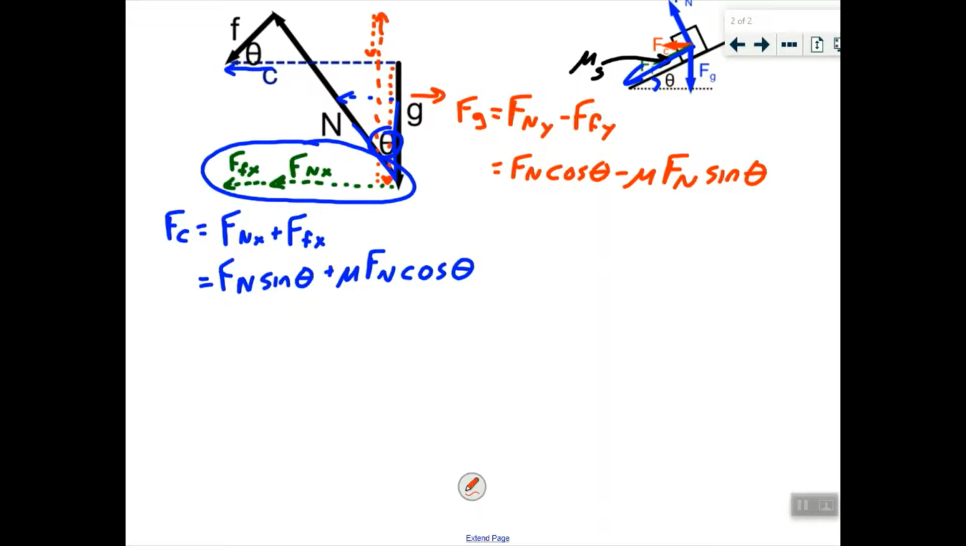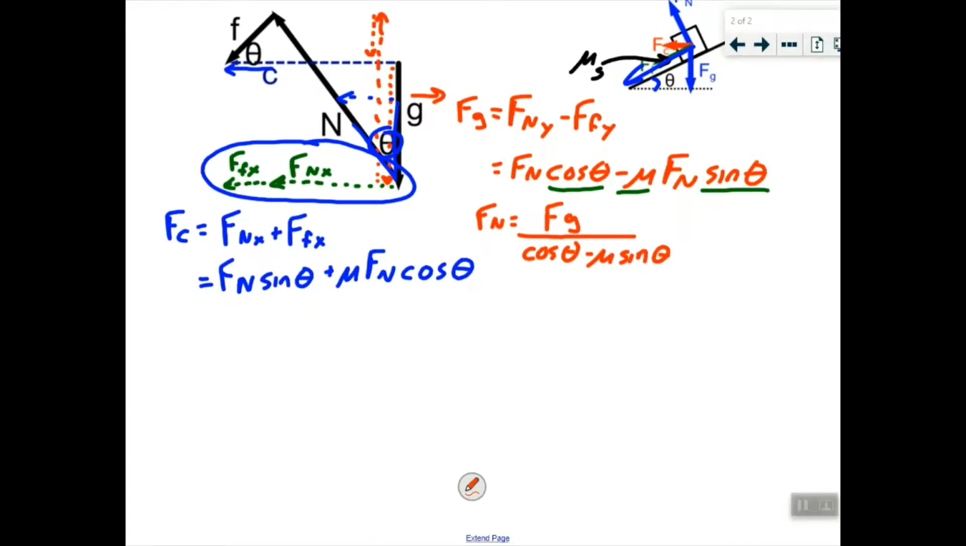Now to get Fn by itself, I have to factor it out of that right side and then divide both sides by what's left in the factor, which is going to be cosine theta minus mu sine theta. I'll underline those. So if I factor Fn out, I'm going to have that left inside the brackets. So let's do that, and I'm going to divide that on both sides, which means I'm going to get Fn equals Fg divided by cos theta minus mu sine theta.